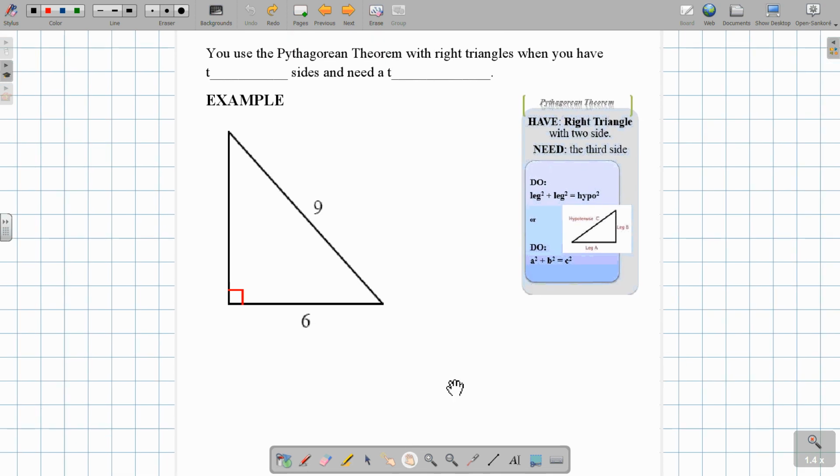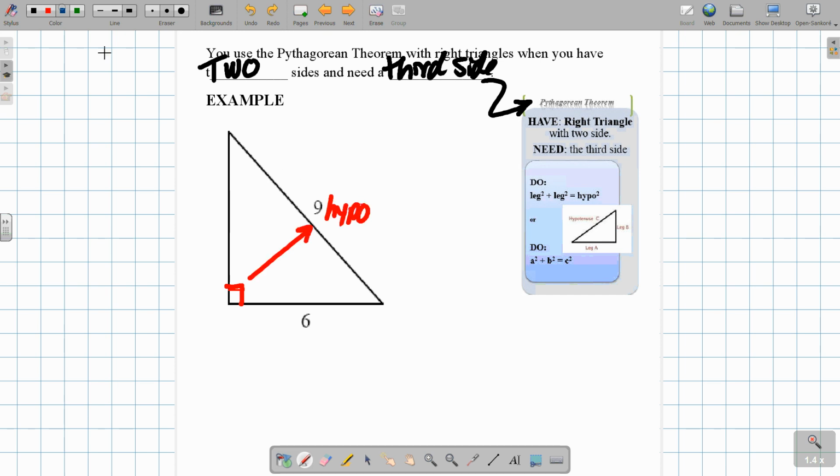Our first tool in our right triangle toolbox: we use the Pythagorean theorem with right triangles when you have two sides and you need a third side. Pythagorean theorem, Pythag. Have two sides, need third side, Pythag. Find your hypotenuse right off the bat. There's your hypo. Label your legs.